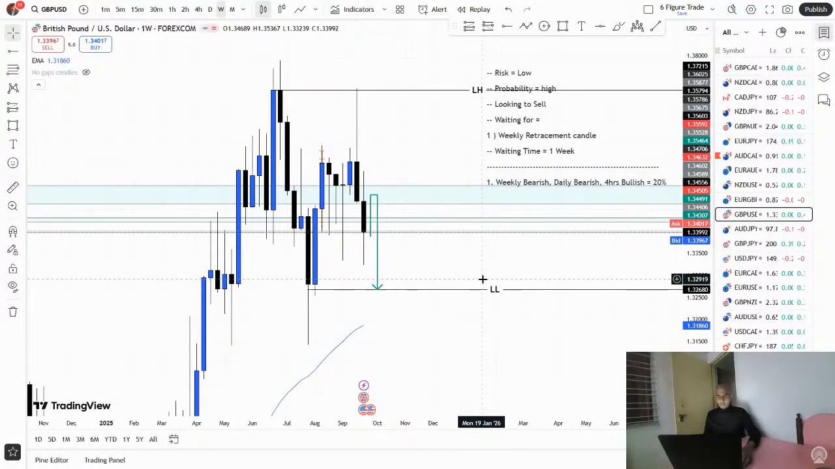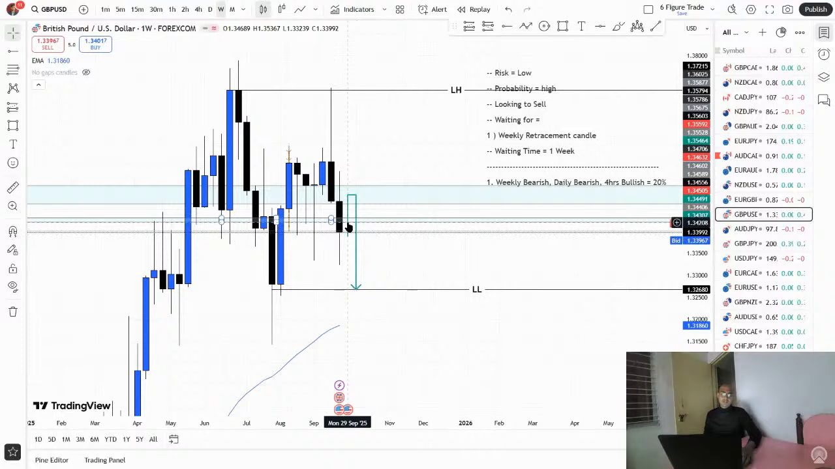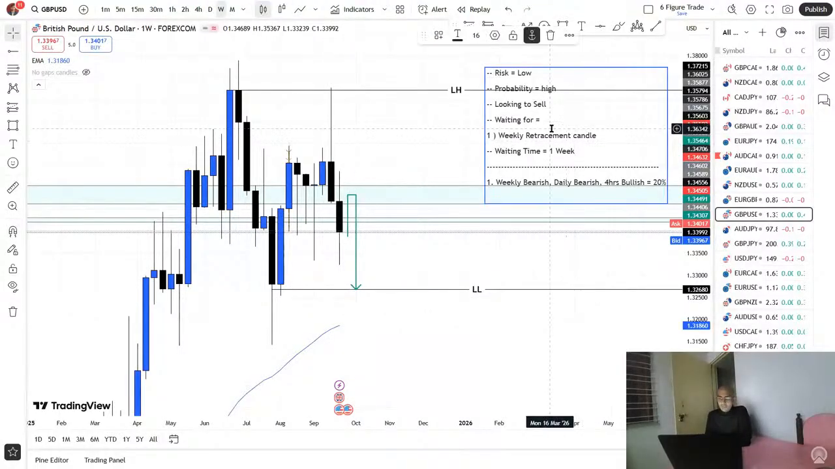So in the weekly, how we can see here, the week we are trading and then pushing to the downside. But this is going to be low probable. I mean medium. It is not like an aha moment. Medium. Why? The risk is also medium. Looking to sell, waiting for the retracement candle. High probable.